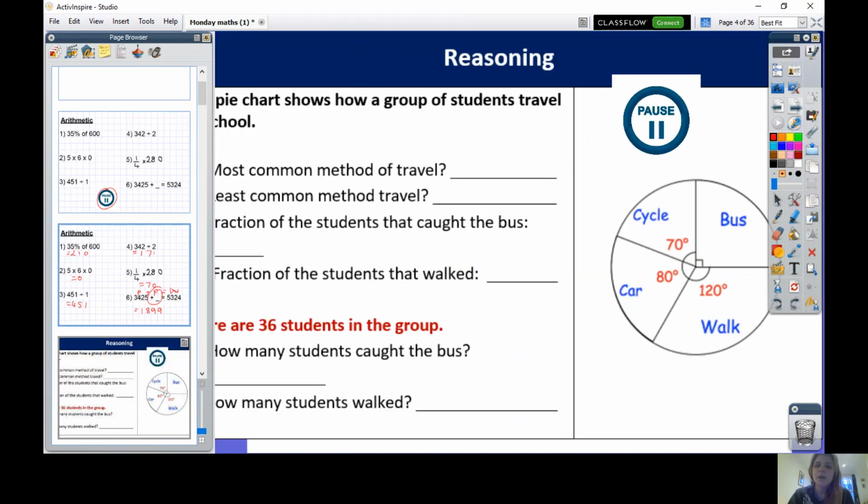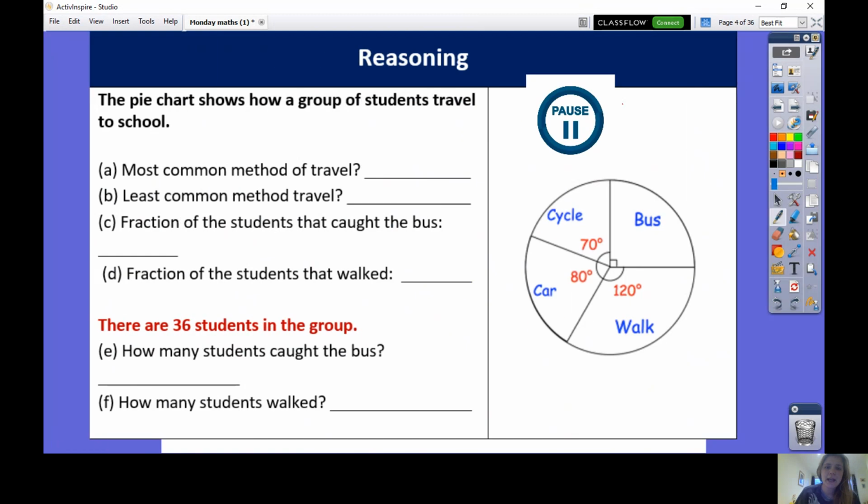Okay. Your reasoning questions are here. Can I please ask you to pause the video again and have a go at them? Remember, we did pie charts a couple of weeks ago in home learning, and it's important with these questions, it's asking you how many students, not what fraction of students. So please pause the video now and have a go at going through these pie chart questions. Make sure you've answered all of the questions before you start going through the answers. It's really important to show integrity in your independent work.